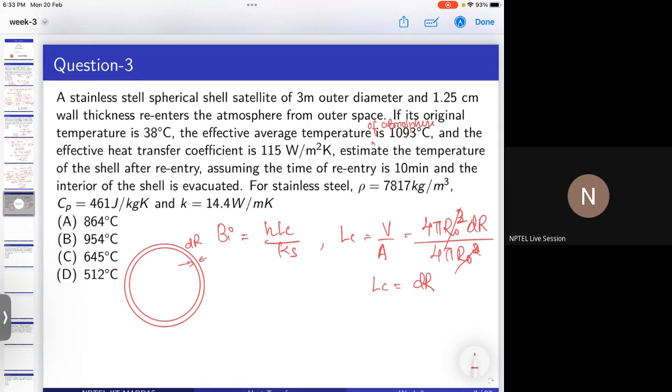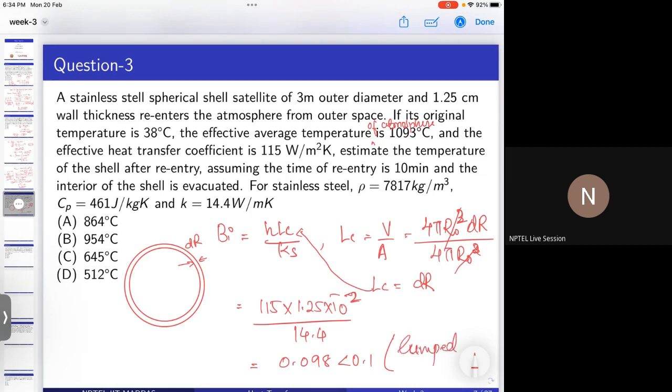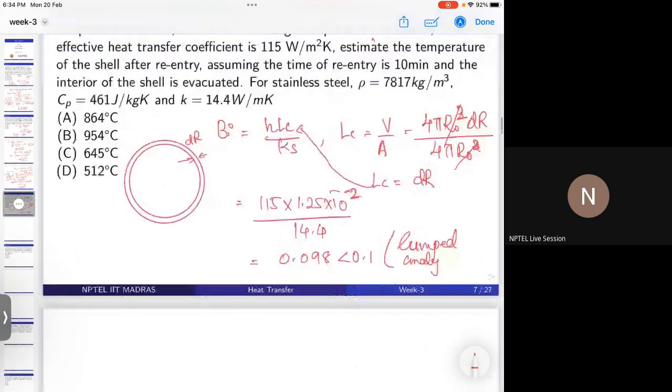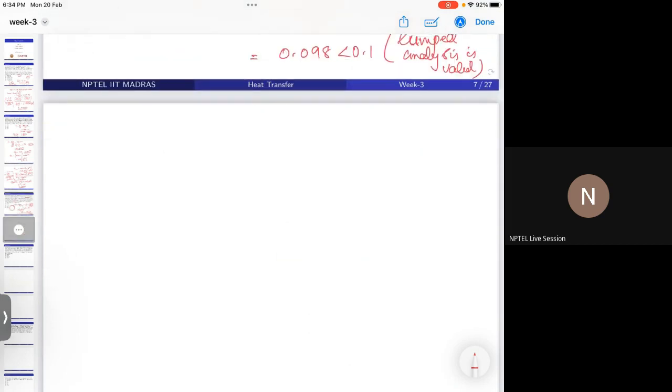So if I put it here, you will get h, which is 115, into the thickness, which is given as 1.25 centimeters, divided by k, which is given as 14.4. So we'll get 0.098, which is less than 0.1. Hence we can use lumped analysis; it is valid here. So we'll use our temperature profile for lumped analysis.